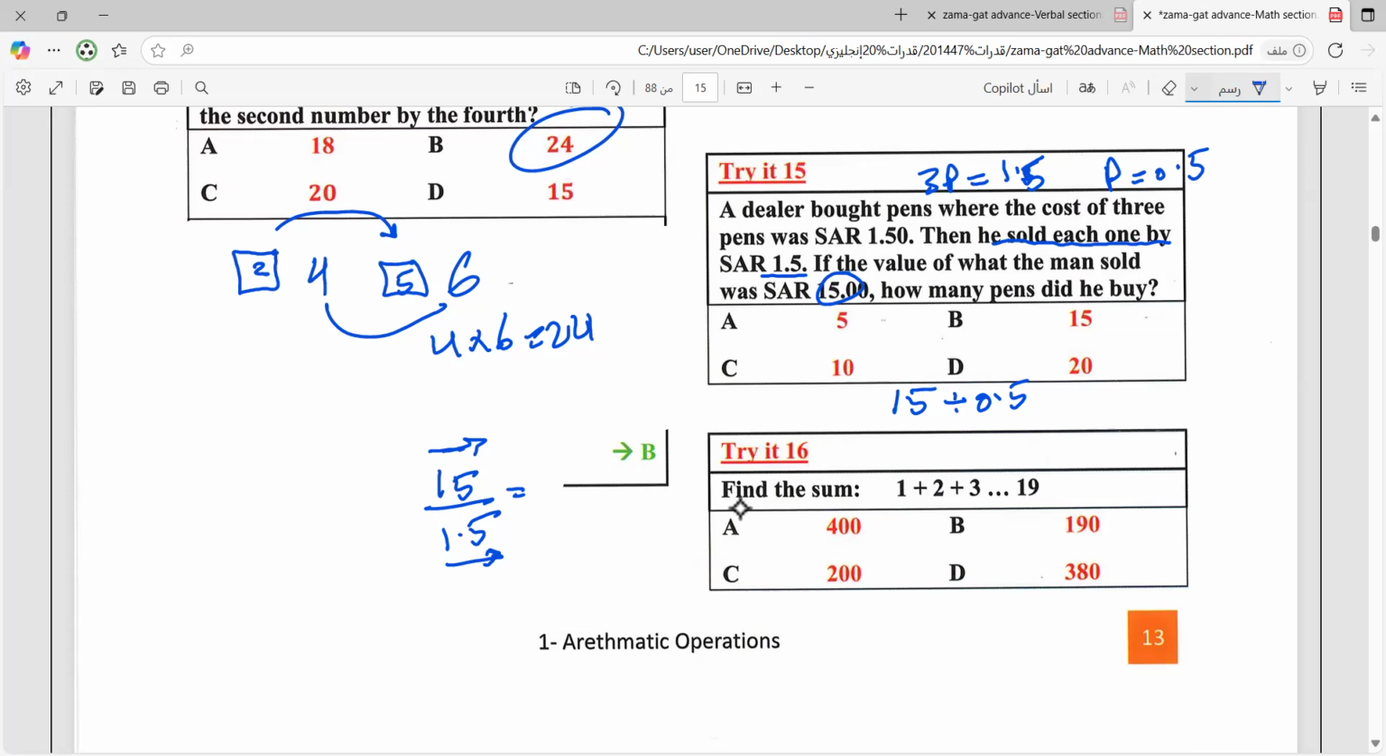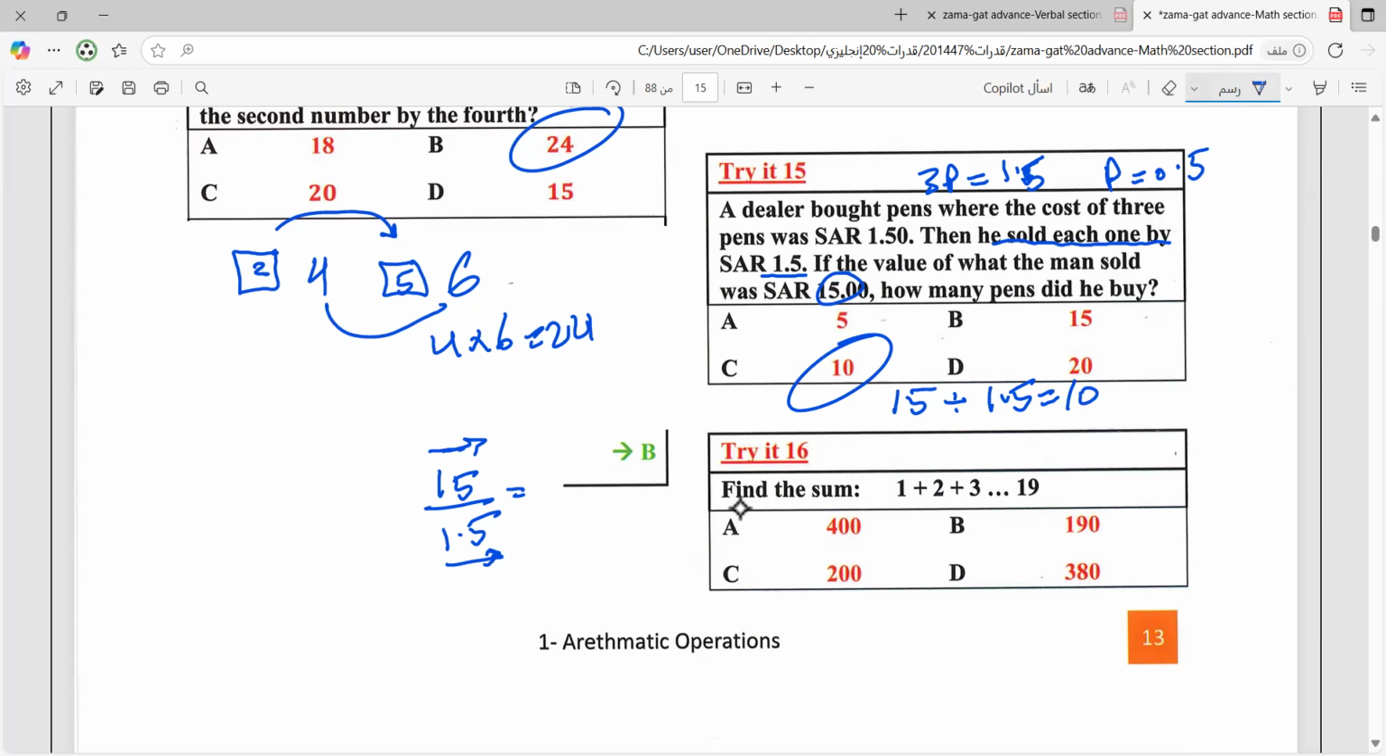Here, the dealer bought pens where the cost of 3 pens was 1.5, so each one cost 0.5. Then he sold each one for 1.5. If the value of what the man sold was 15, we divide by 10. My student says 1.5 equals 10. There's no way it's 10. Yeah, no, I think it's 5.